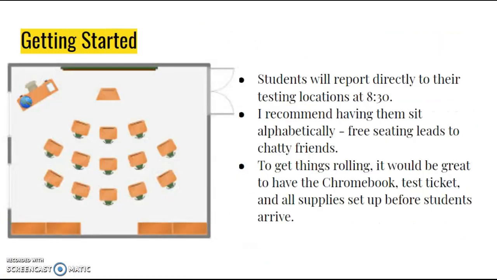Getting started. So we're going to dismiss kids from the holding areas probably a couple minutes early since it's so grade level specific. But they will be reporting directly to their testing location, ready to go at 8:30. My recommendation is to seat them alphabetically. Get them in there, get them into a seat, don't let them pick their own. Alphabetical plus common sense. If you see 2 alphabetically inclined children that shouldn't be sitting next to each other, don't let them sit next to each other. If at all possible, as you're setting up, you can have Chromebook, test ticket, all those supplies, the mints, pencils, everything set up before they walk in the room. That makes it go really smoothly.